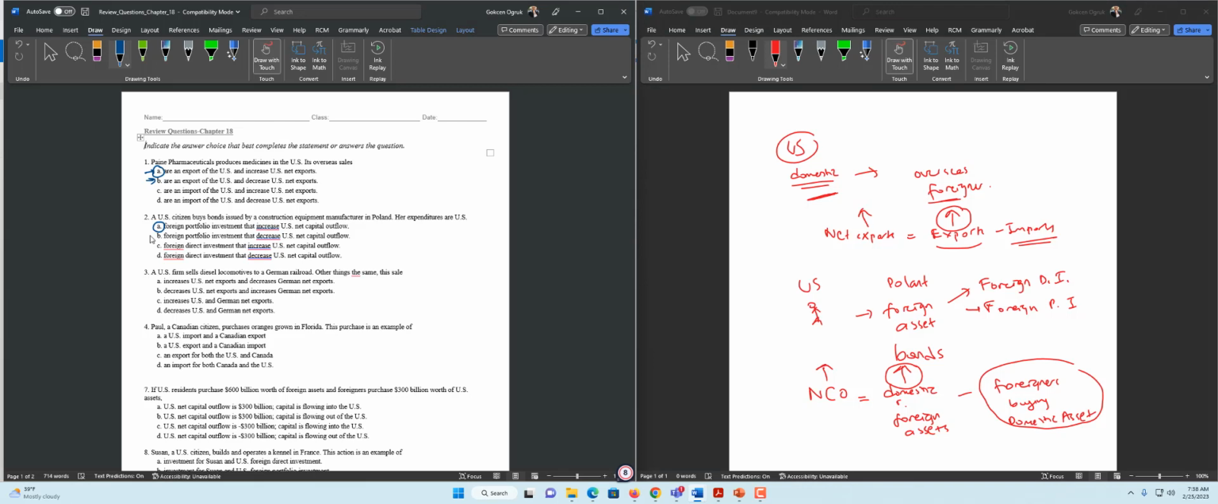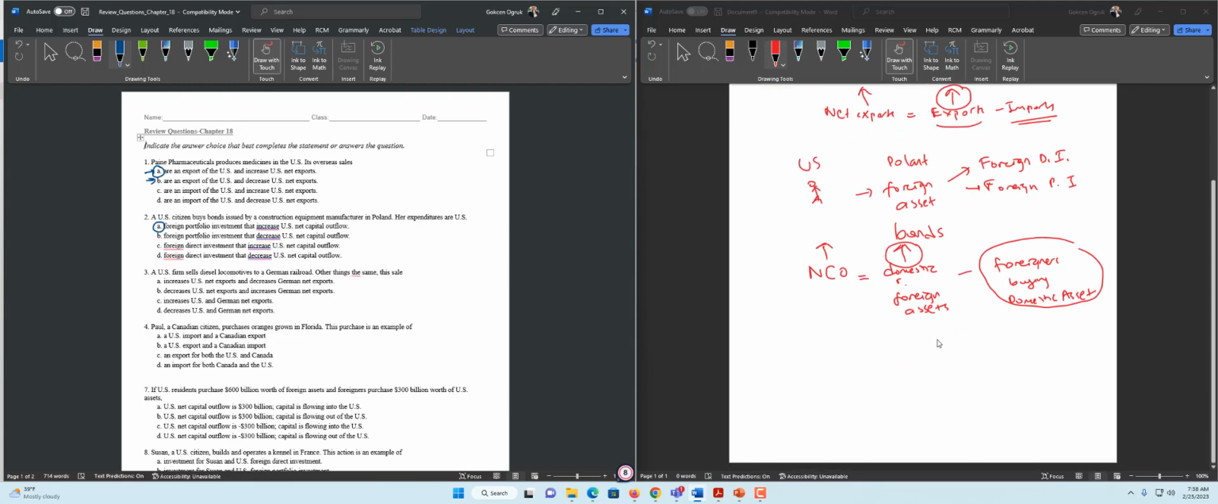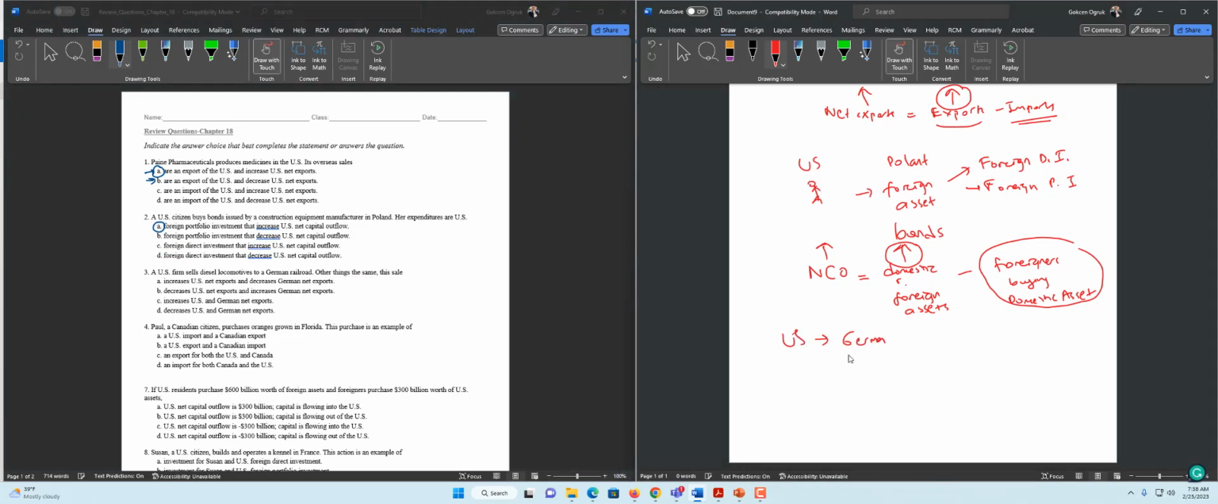Number 3, a US firm sells diesel locomotives to a German railroad. Other things the same, this sale. So this is a US firm, right? A US firm now selling to a German, therefore it's an export. It's the exchange of goods. Exchange of assets is in the NCO part, exchange of goods is in the net exports part. It's an export. So what happens is that net exports are going to change. Why? Because exports are now higher. There is no change in imports. So net exports for the US is going to increase.